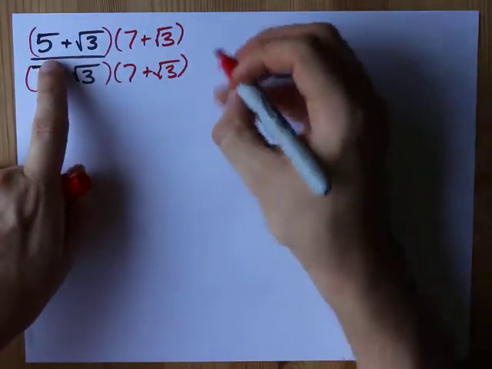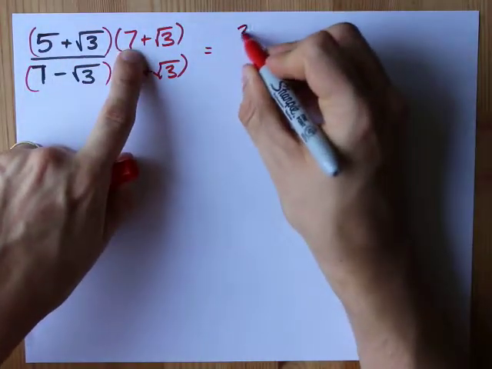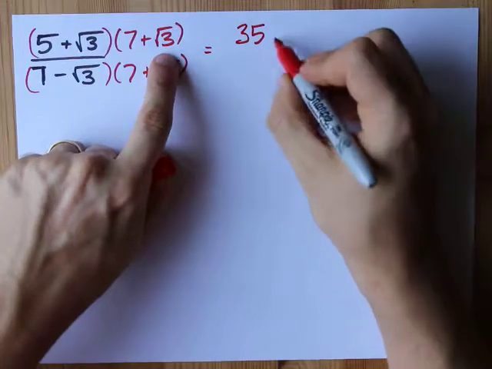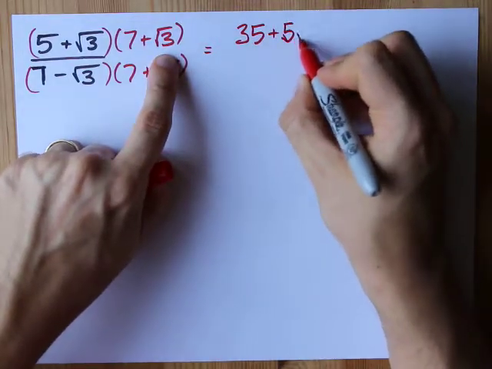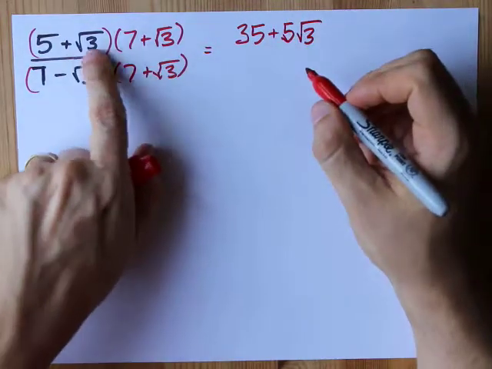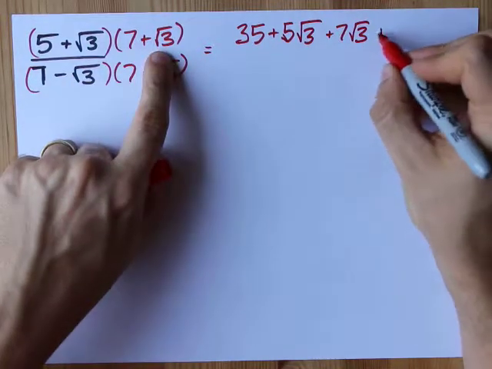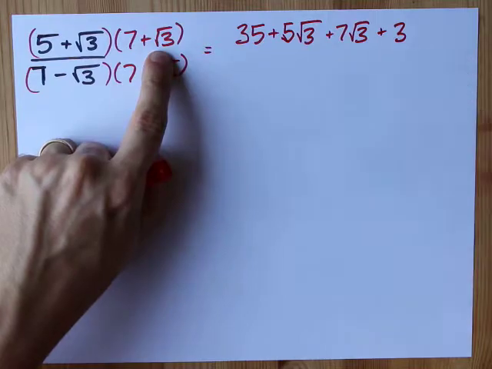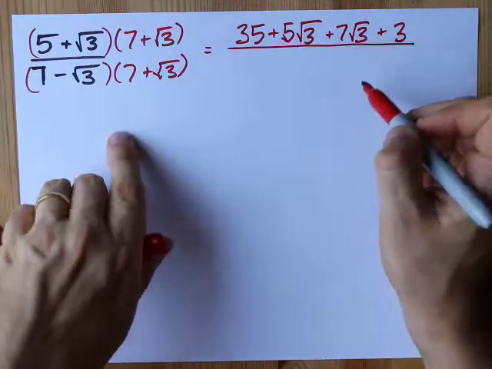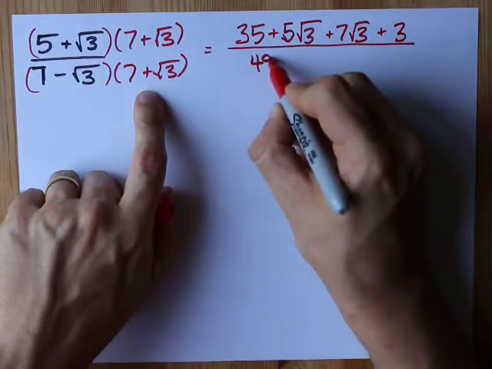So let's multiply the top out. 5 times 7, 35. 5 times root 3 is plus 5 root 3. Root 3 times 7 is plus 7 root 3. And root 3 times root 3 is straight up 3. Yes, let's do it. Again on bottom, 7 times 7, 49.